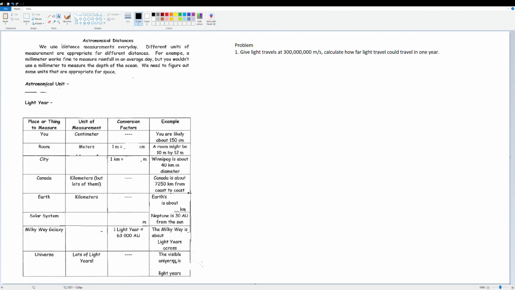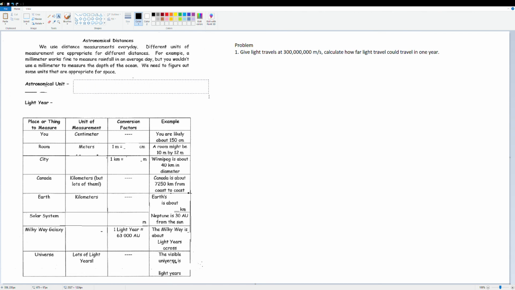Today we're talking about astronomical distances. We use distance measurements every day, and different units of measurement are appropriate for different distances. For example, a millimeter works fine to measure rainfall on an average day, but you, of course, would not use a millimeter to measure the depth of the ocean. Same thing with mass: to calculate the mass of an elephant or a building, you're not going to use grams. You're probably going to use kilograms, maybe tons. So we need to figure out some units that are appropriate for space.